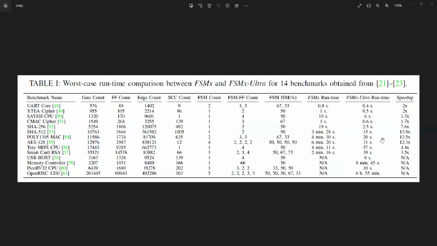And FSMx-Ultra is really very scalable. The reason is that it can analyze this OpenRISC core, which has around 500,000 plus ASIC equivalent gates. It was not analyzable using FSMx, but FSMx-Ultra analyzed it within 7 hours, and it extracted all the 5 control FSMs from there. That is why FSMx-Ultra is so much better in terms of performance compared to FSMx.